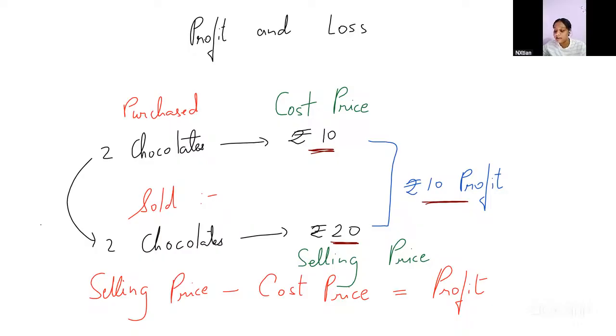This is my selling price at which I sold the chocolate. From the price at which I sold the chocolate, I will minus the price with which I bought the chocolate. That is 20 minus 10. How much is my profit? 10 rupees. Understood? Any doubt in profit? Joshua and Abraham, any doubt in profit?